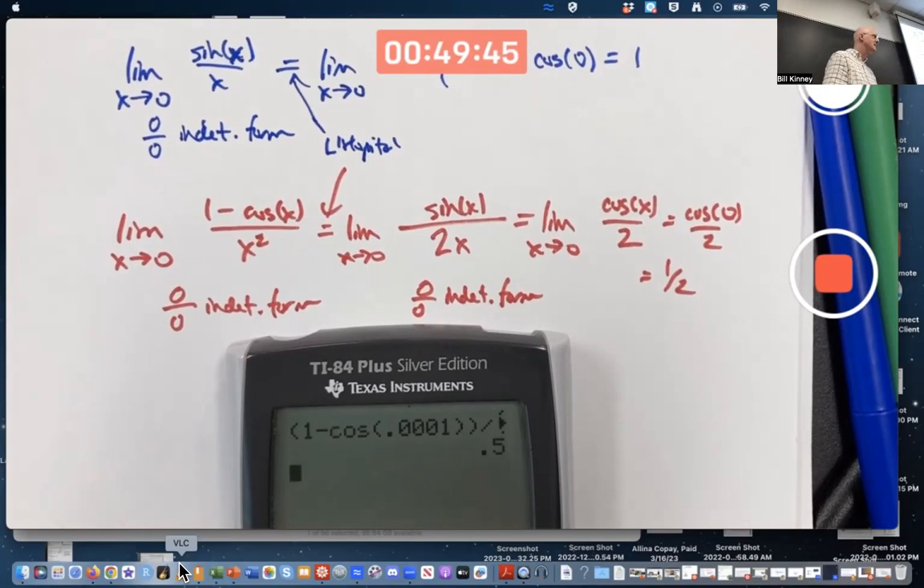Is it exactly 0.5? No, the calculator is rounding. But it's so close to 0.5, the calculator says, hey, I give up, it's 0.5. It's rounding.